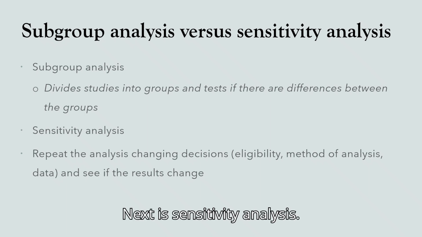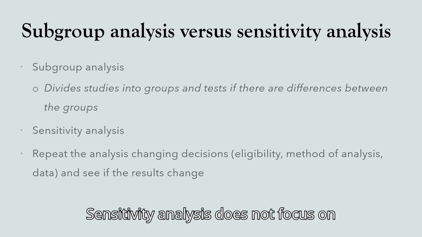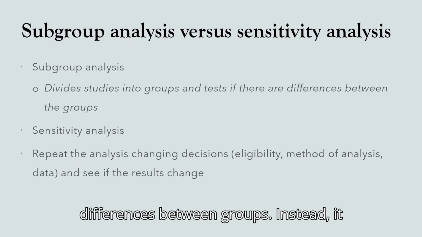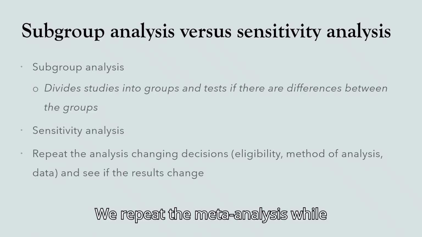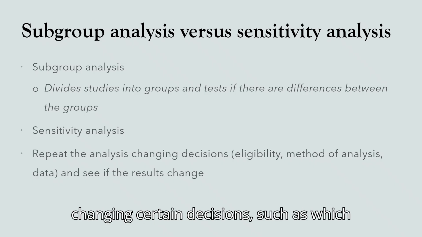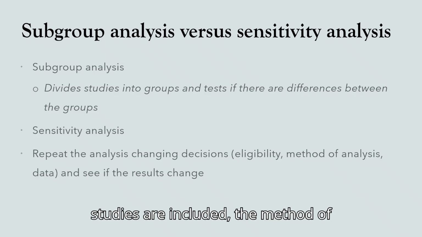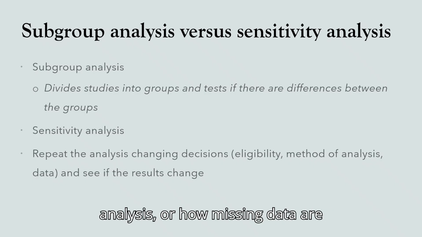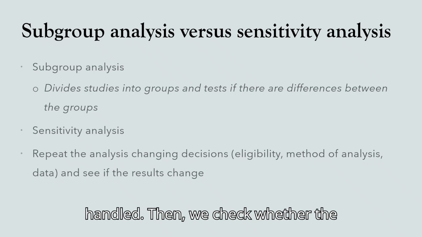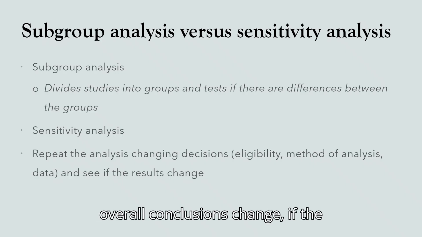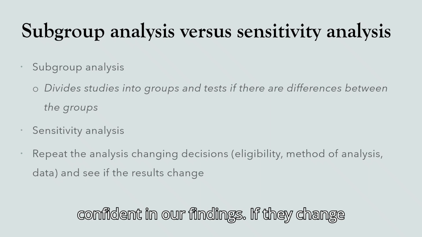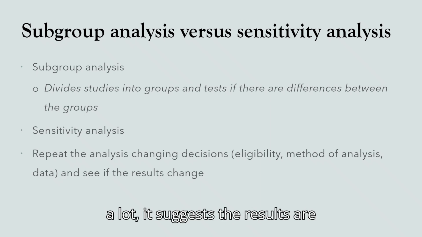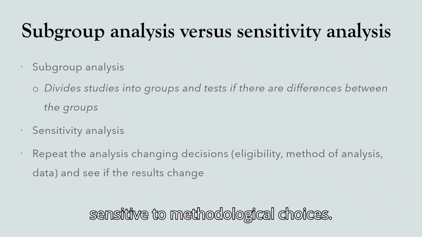Next is sensitivity analysis. Sensitivity analysis does not focus on differences between groups. Instead, it tests how robust the main results are. We repeat the meta-analysis while changing certain decisions, such as which studies are included, the method of analysis, or how missing data are handled. Then we check whether the overall conclusions change. If the results remain similar, we can be more confident in our findings. If they change a lot, it suggests the results are sensitive to methodological choices.